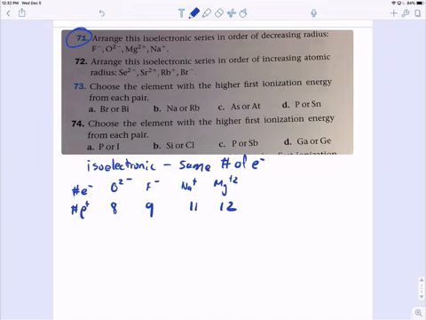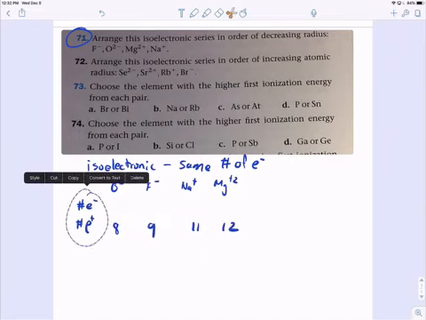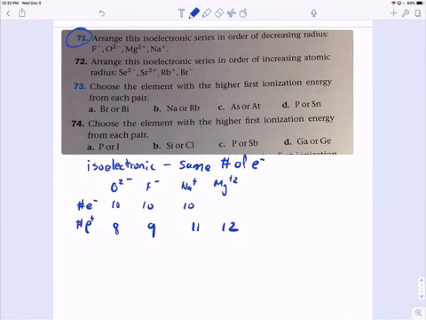Here, isoelectronic means same number of electrons, and these, oh geez, I didn't tell you the number of electrons. It's 10. I didn't do my chart right. So each of these have 10 electrons, but they have different numbers of protons.